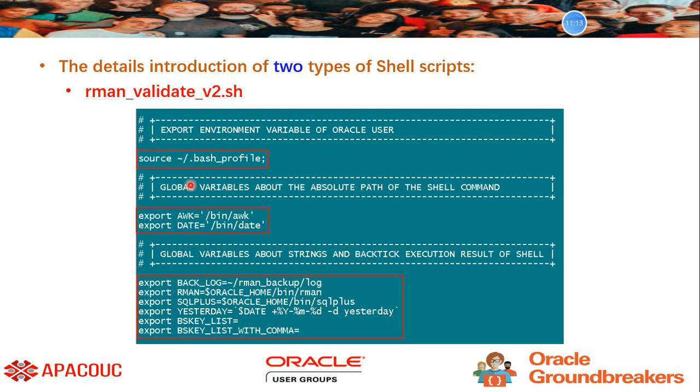Number 1 is the source command used to export environment settings of the Oracle user. Number 2 is the export command used to declare the global variables. They contain 2 categories: the absolute path of shell commands such as awk and date. Number 2 is strings and the executing result of a couple of shell operators, reverse ticks, like this.